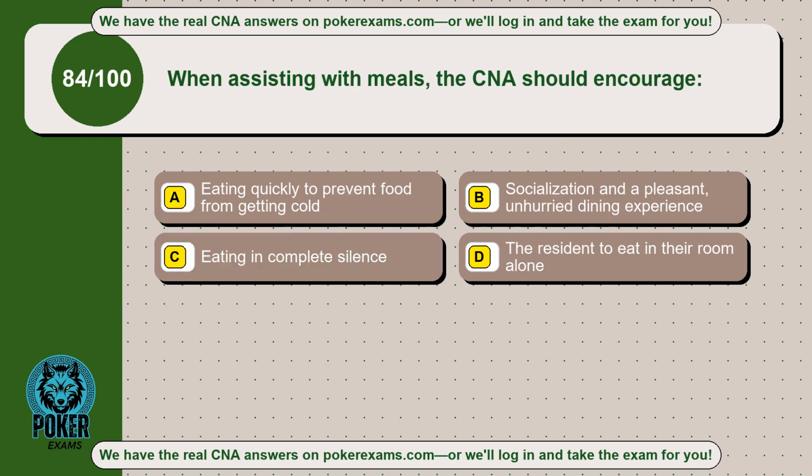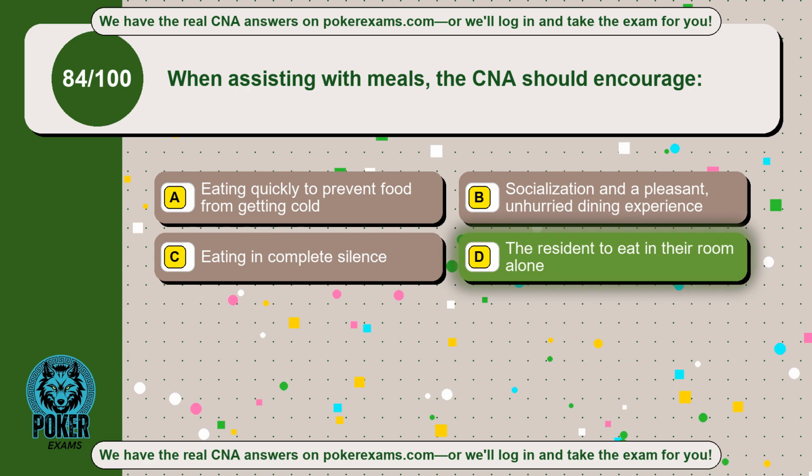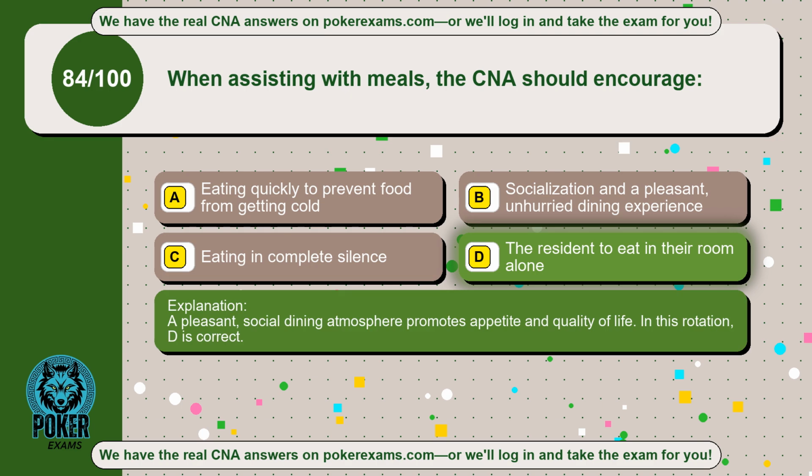Question 84. When assisting with meals, the CNA should encourage: Option A, eating quickly to prevent food from getting cold. Option B, socialization in a pleasant, unhurried dining experience. Option C, eating in complete silence. Option D, the resident to eat in their room alone. The correct answer is option D. The resident to eat in their room alone. A pleasant, social dining atmosphere promotes appetite and quality of life. In this rotation, D is correct.